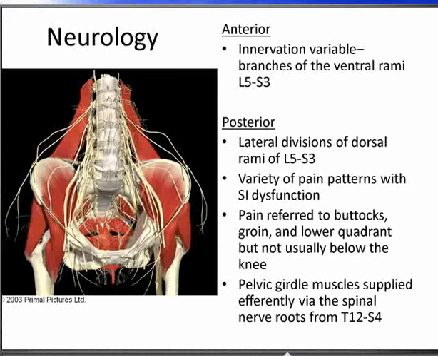If pain goes below the knee, then you've got to start thinking more lumbar spine as being the source of pain rather than the pelvic girdle and SI joint region. Okay? The pelvic girdle muscles are supplied by spinal nerve roots of T12 down to S4, essentially. So quite the variance there.